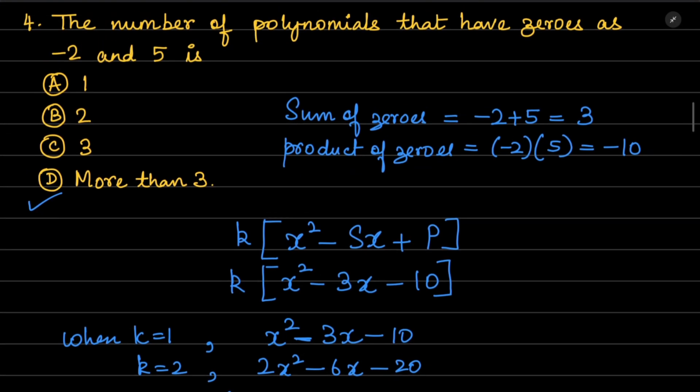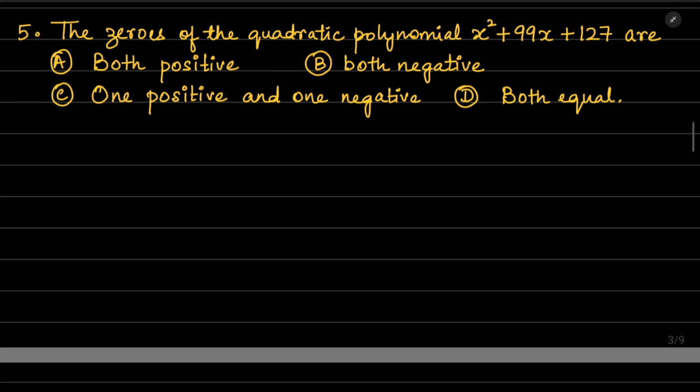I hope you understood. The zeros of the quadratic polynomial x square plus 99x plus 127 are: both positive, both negative, one positive and one negative, or both equal. Let us find it out. Suppose the given polynomial x square plus 99x plus 127 is equal to 0.